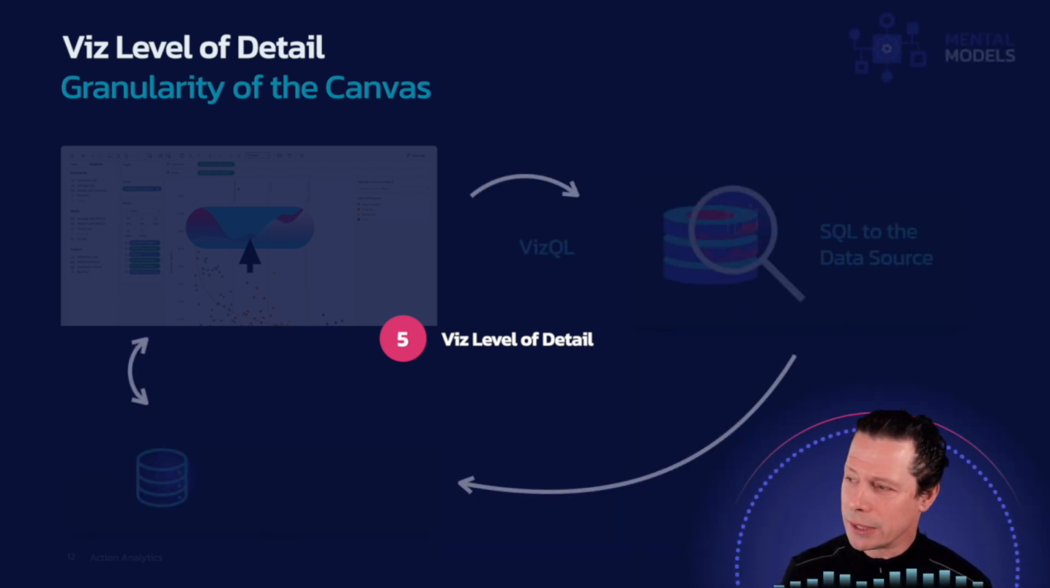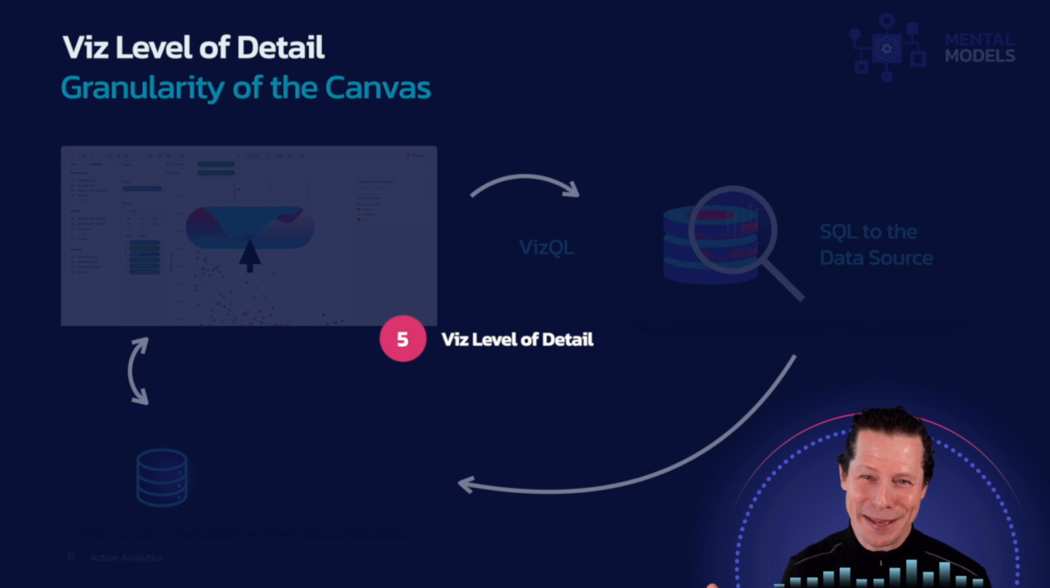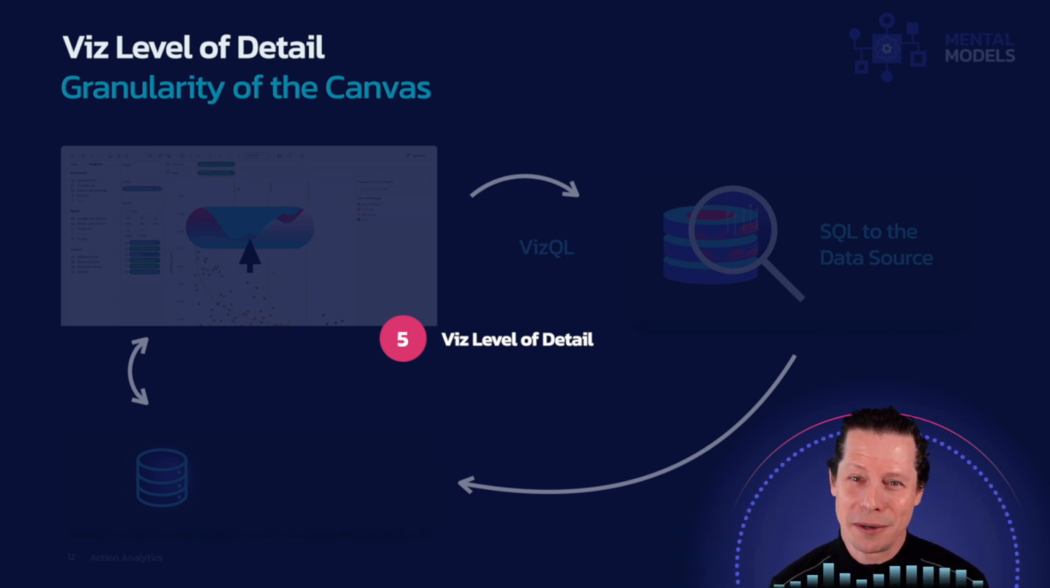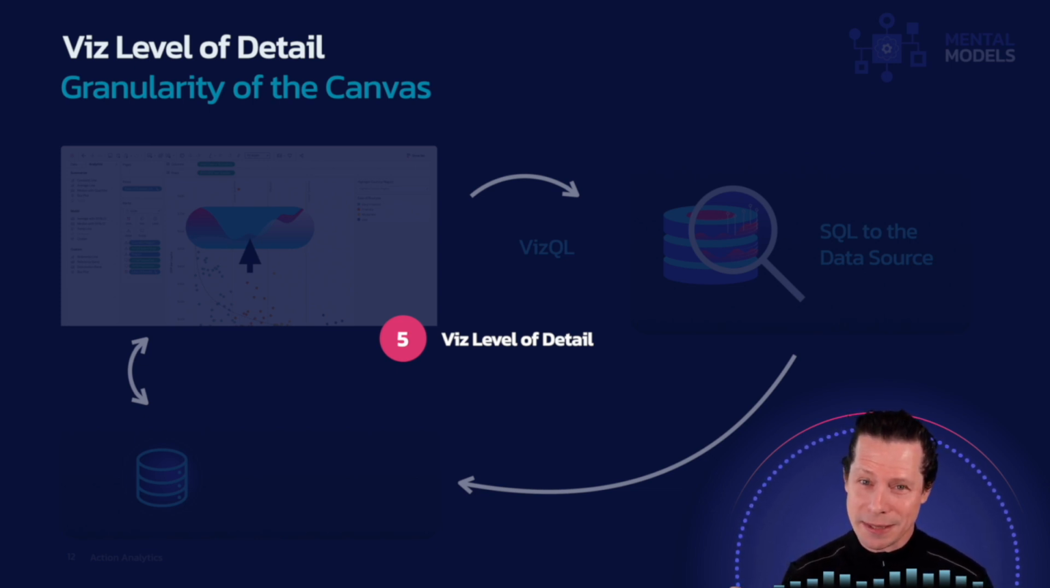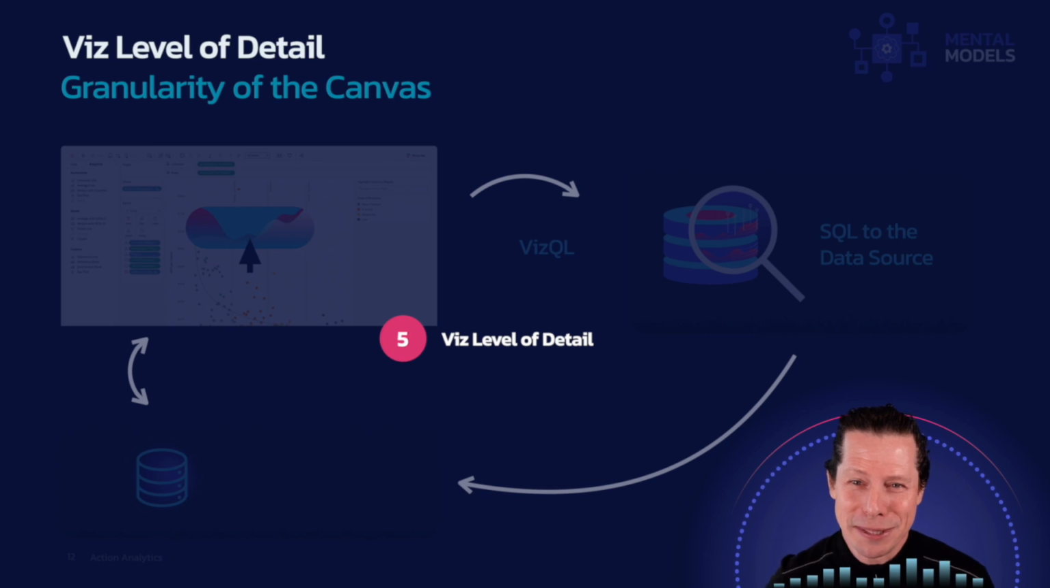Yeah. And so just to get our vernacular straight, we're old school dinosaurs. It didn't used to be the case that you had all of these differing moving parts, and we tend to still use this language, viz level of detail. But really more precisely, it's the level of detail marks card by marks card. But nevertheless, we use this language that we call it the viz level of detail.